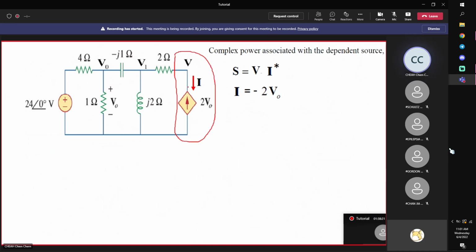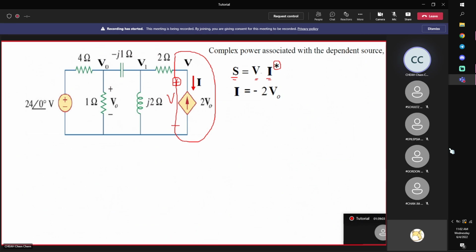If I want to calculate the complex power associated with the dependent source, you know that you need to calculate two things. One is the voltage across it, one is the current flowing through it. At this stage, we do not know whether it is active or passive, so we use passive sign convention. Complex power is voltage times the complex conjugate of your current. We assume the current flows from positive to negative.